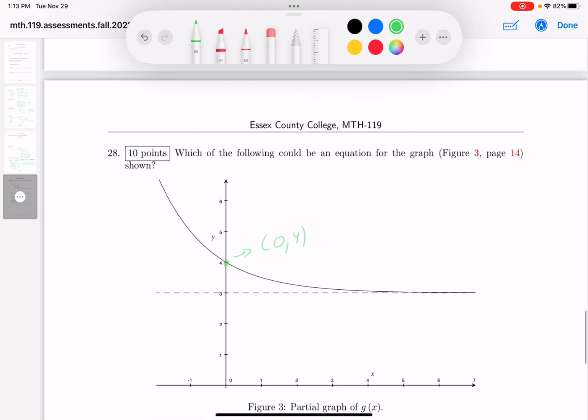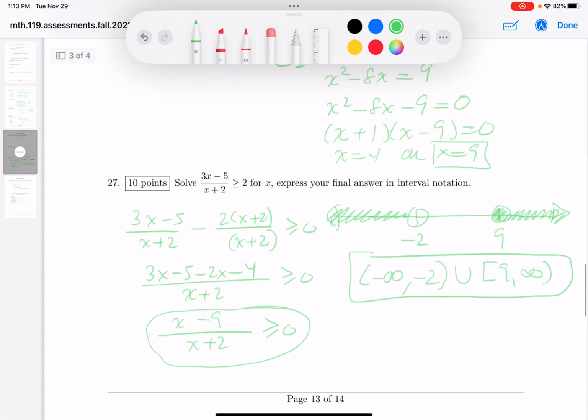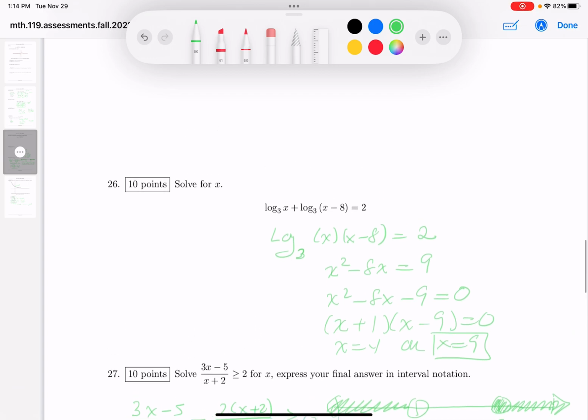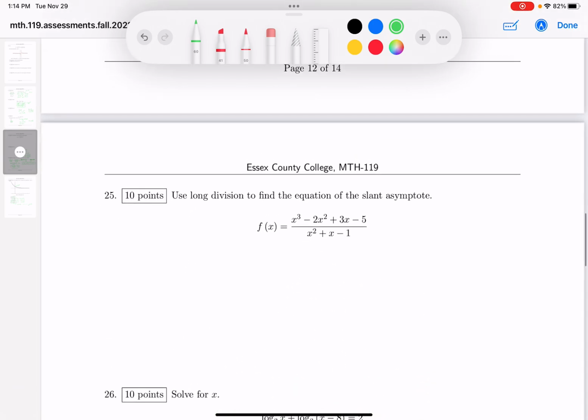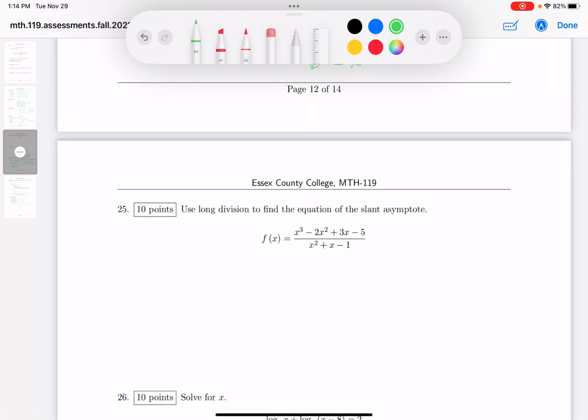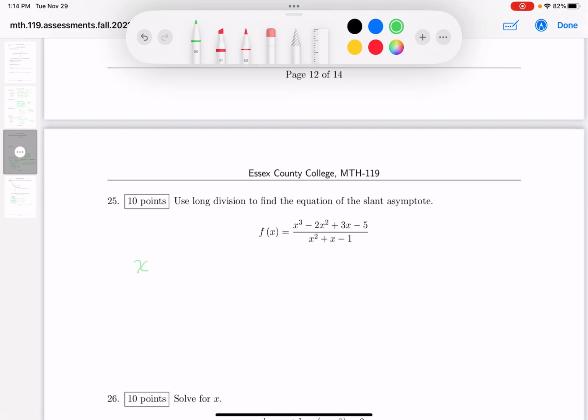Let's go backwards, see if I've answered everything I need to answer. I did 27. I just did it quickly. I did 26. Oh, I didn't do 25. Let's put that down. It's a long division problem. You get x squared. Let me get my eraser because I might run into that. And let me write this down. X squared plus x minus 1. And then you get x cubed minus 2x squared plus 3x minus 5.